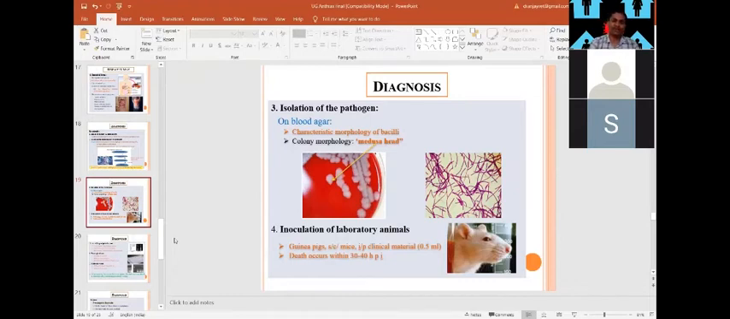Inoculation in laboratory animals is another mode of diagnosis: subcutaneous inoculation in the guinea pig, or intraperitoneal inoculation in mice, with clinical material, mainly 0.5 ml, causes the death of these laboratory animals within 30 to 40 hours.